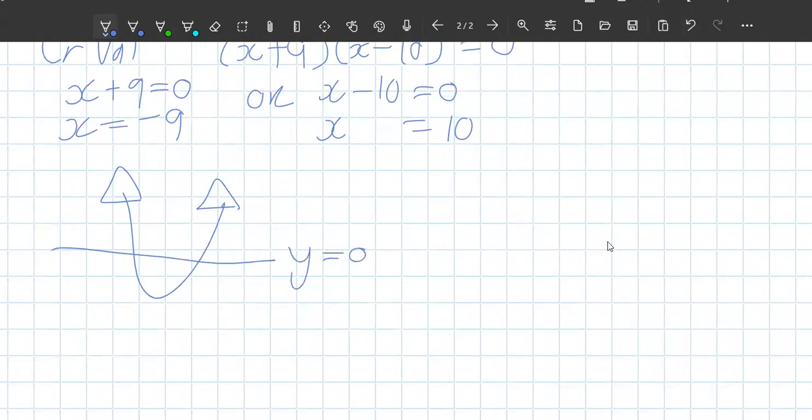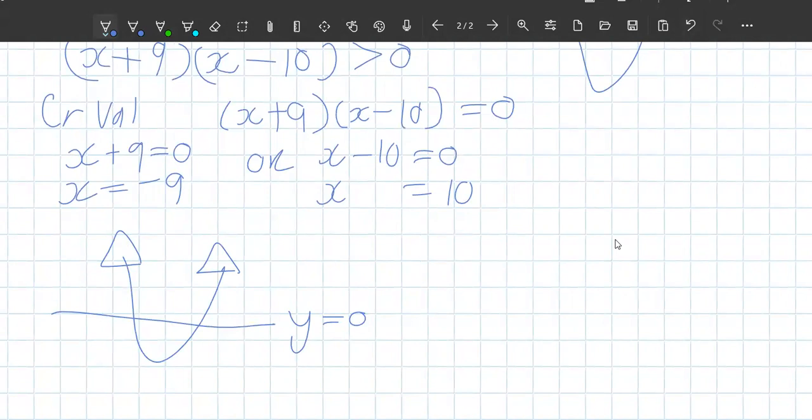The question is asking, what are all the values of x that will give us the y's that we want? At the moment, all we have is the critical values, so we only have the x's where y is 0, which is, put the smaller one on the left, minus 9, and the bigger one on the right is 10. So far we have a positive quadratic inequality with our two critical values. We still need to know whether we're looking at the bottom or the top.